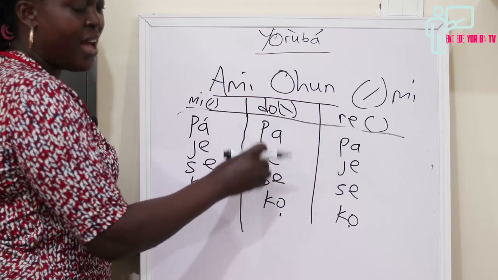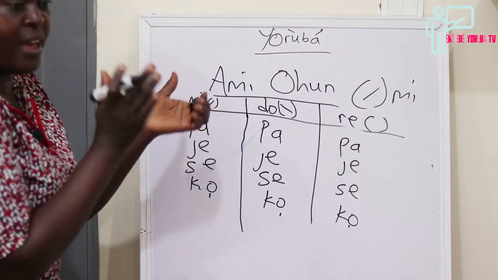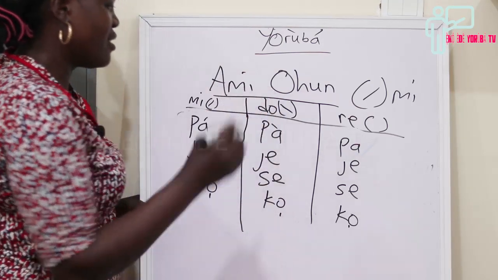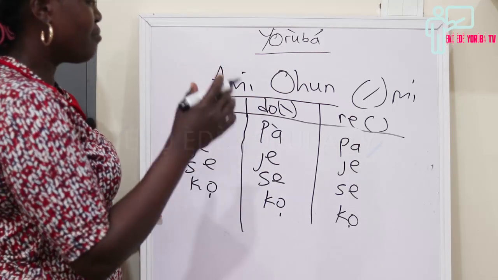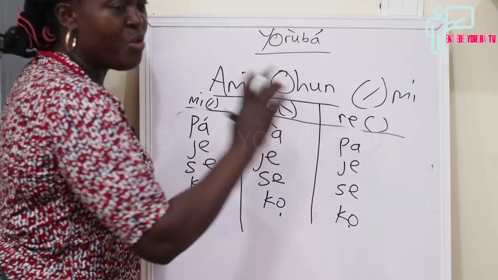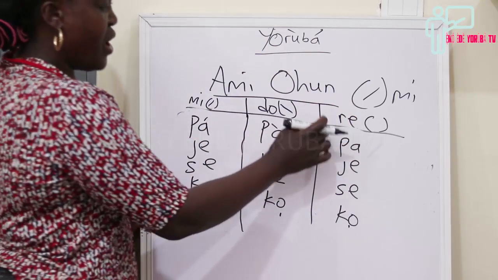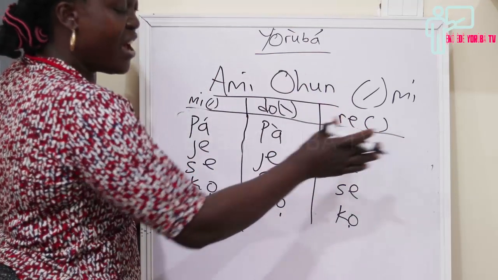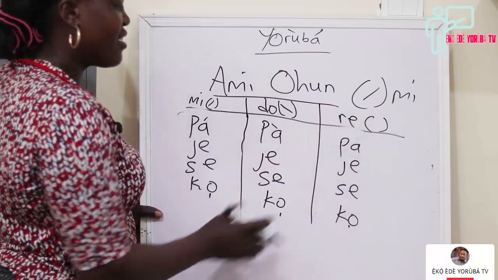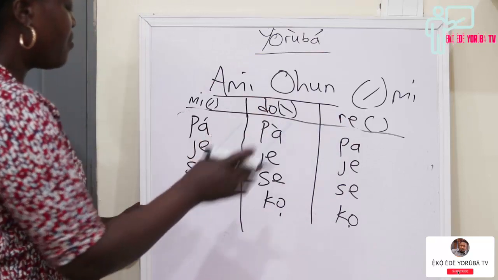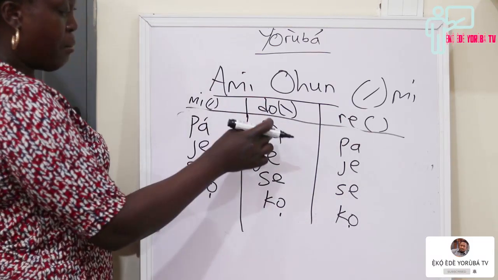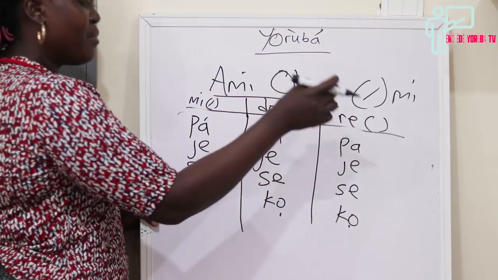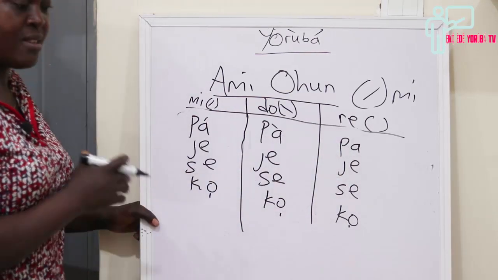Pa. As if you are making some sounds. Pa. Do. You put it like this. Do. Pa. And this one is re without any sounds. Re. Pa. If you kill something, pa. Re. Pa. Re. Pa. Re. Pa. You can see that they have different meanings now.